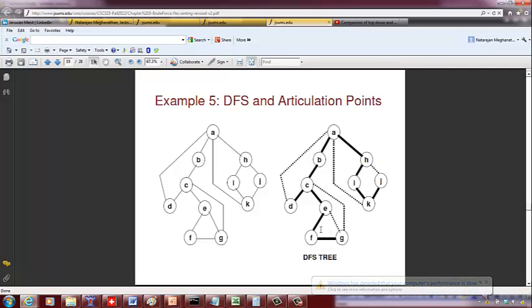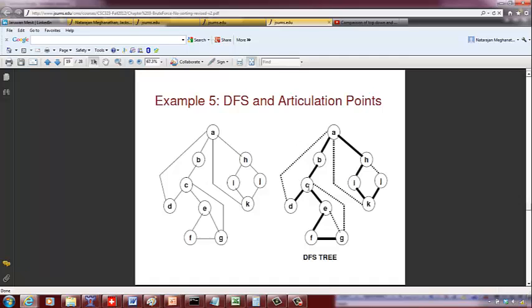Alright, so now let's look at F. From F, you have G as the only child, and G is connected above F to all these vertices, so F is not an articulation point. Similarly, for E, this subtree rooted at F is connected above E, so it's not an articulation point.